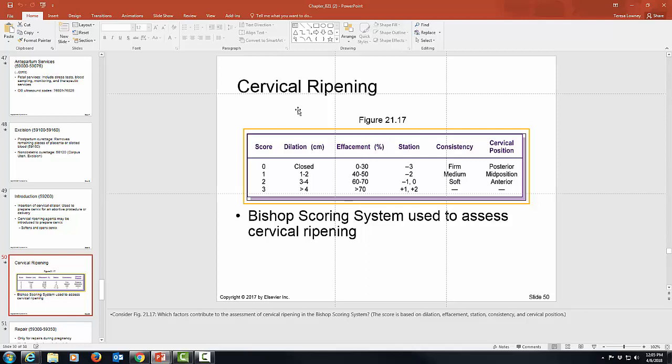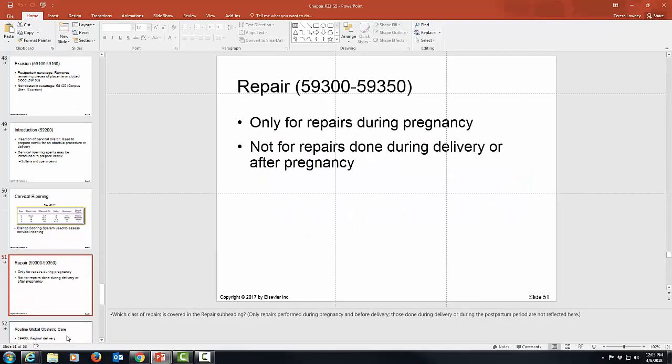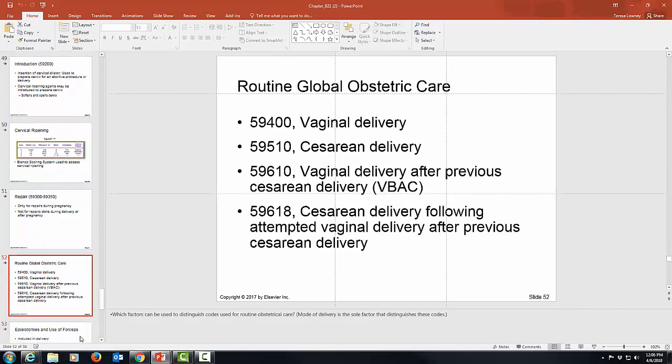So the cervical ripening chart is figure 21-17, and it uses something called the Bishop scoring system to assess the cervical ripening. And here you can look through the scores of 0, 1, 2, 3, and at what part of dilation it is, what part of effacement it is, what station, consistency, and cervical positioning. The repair codes here are reported only for repairs during pregnancy, not for anything done during the delivery or after the pregnancy. So again, you have to know your timing on that one.